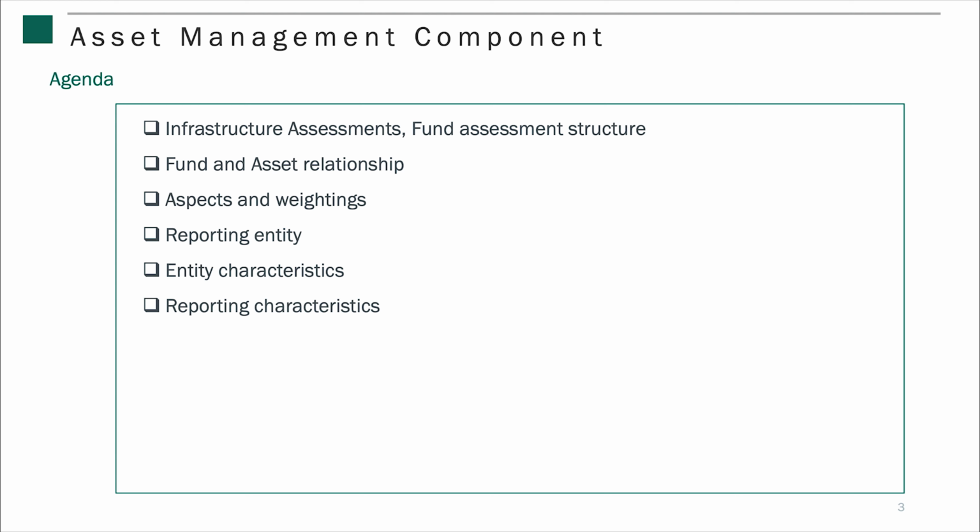Along the way, we'll briefly explain how peer grouping works and how to link funds to underlying assets within the portal. By the end of this lesson, you should be able to complete the entity and reporting characteristics of the fund assessment. Following this lesson, we recommend that you review the lesson Fund Assessment Management Component.